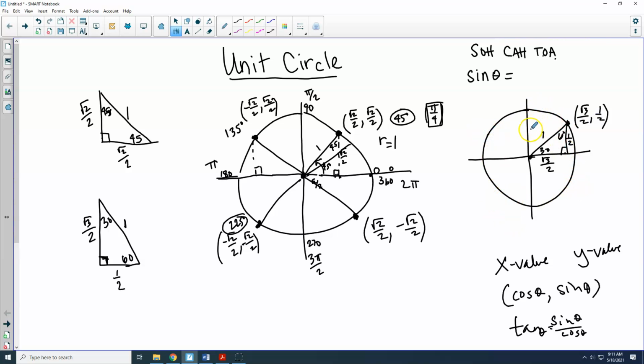Okay. And then I can also do the same thing with a 60-degree angle. If this is the 60-degree angle, then the 30-degree angle would be up here. So this side would be 1/2, and this would be square root of 3 over 2. So that's just how we build the unit circle.